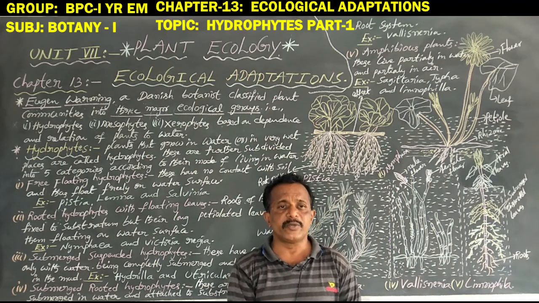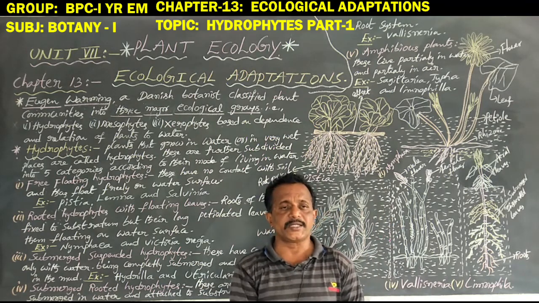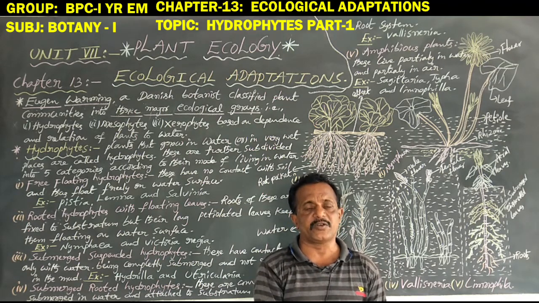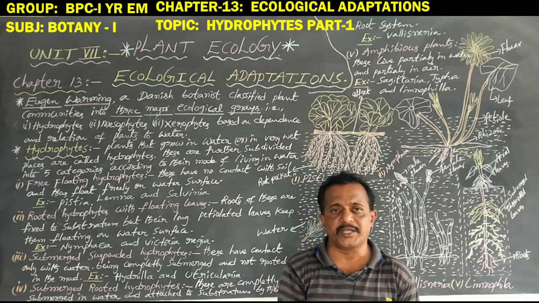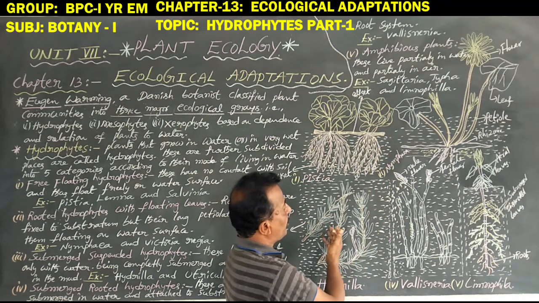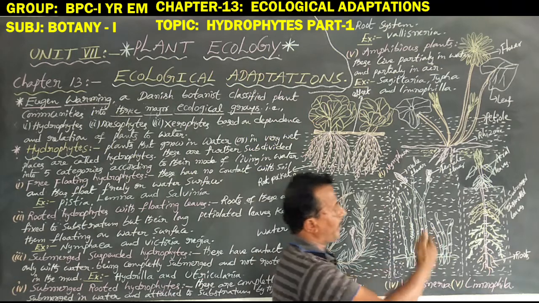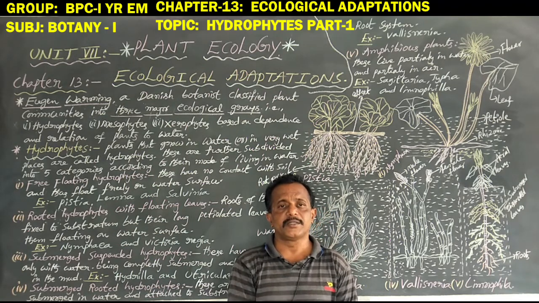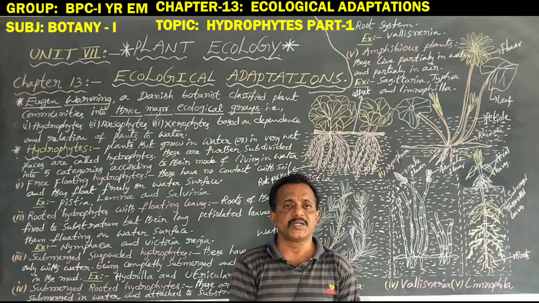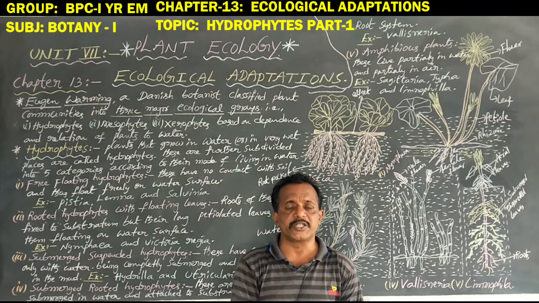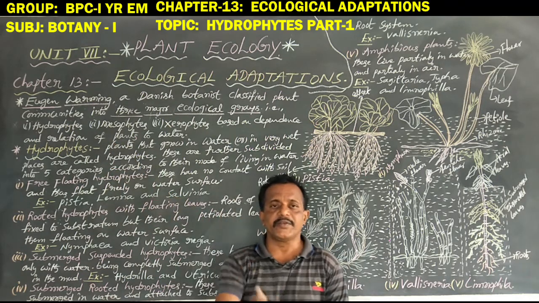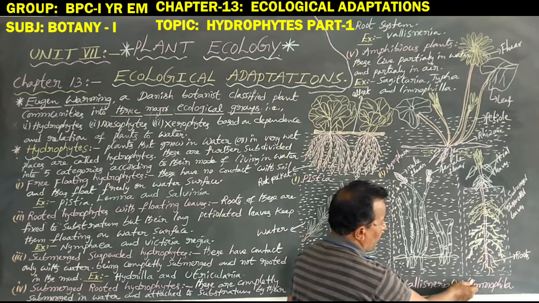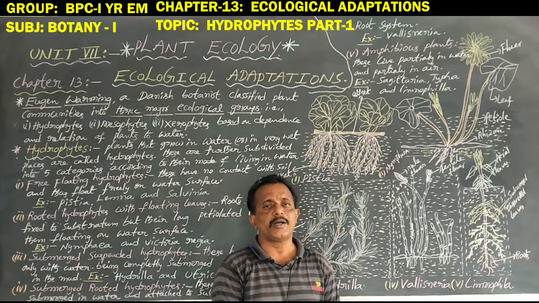First, what is the meaning of hydrophytes? Plants that grow in water or in very wet places or very wet conditions are known as hydrophytes. Examples are Fischia, Nymphaea, Hydrilla, Wallisneria, Limnophila, Wulfia, Eichhornia, Lemna and Azolla. These are the hydrophytes.